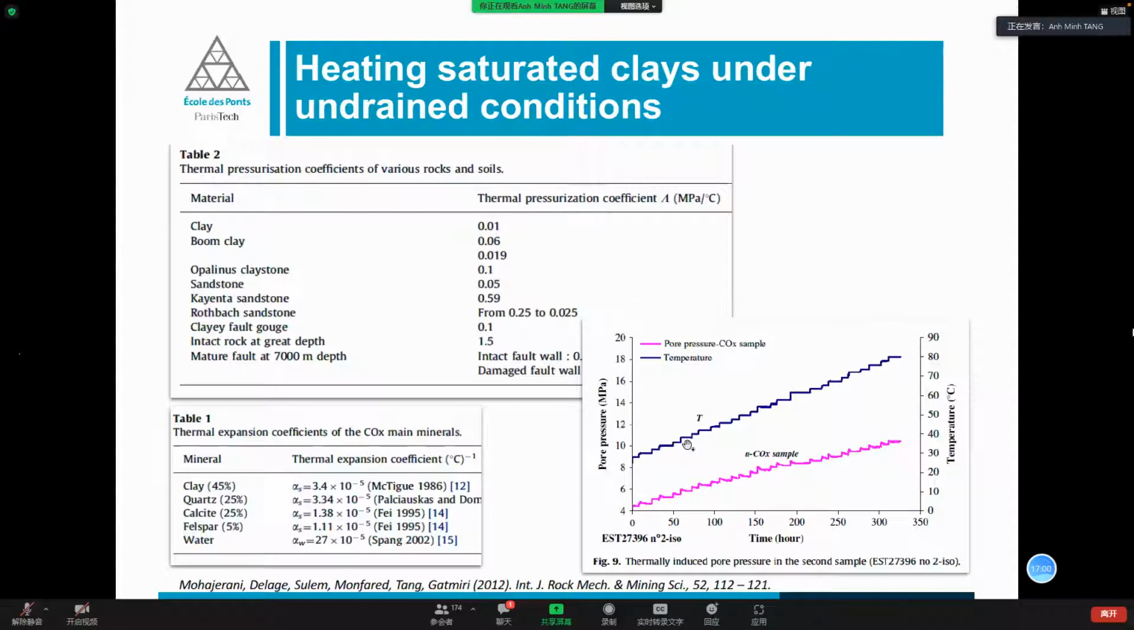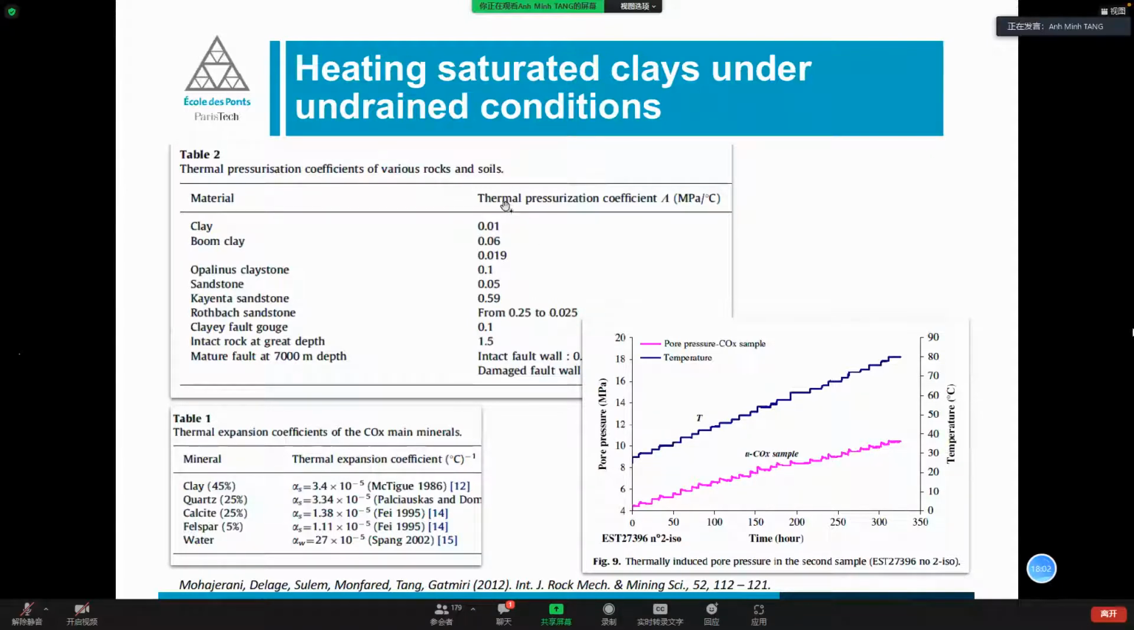Within this, people usually define a coefficient we call the thermal pressurization coefficient, lambda, that measures the increase of pore pressure when you increase the temperature under undrained condition in clay. We explain this by the fact that the thermal expansion coefficient of each mineral in the material is different. For the solid fraction in soil, it is around between 3 and 10 to the minus 5 here. But for water, it's very high, about 10 times larger than the solid fraction. So when you heat the material in an undrained condition, water will expand much more than the solid. That water expansion will induce this increase of pore pressure because of heating.